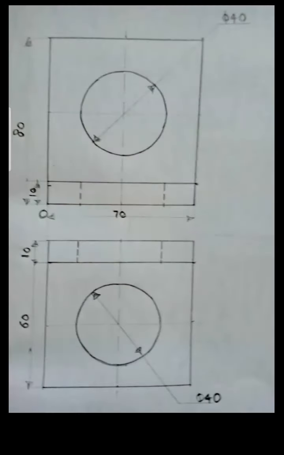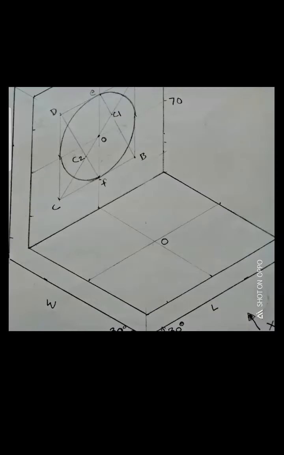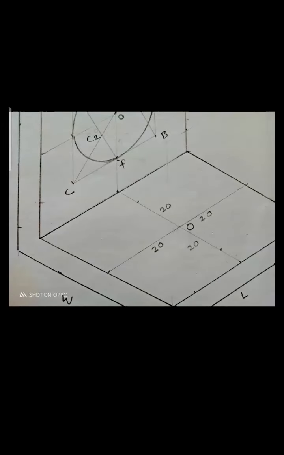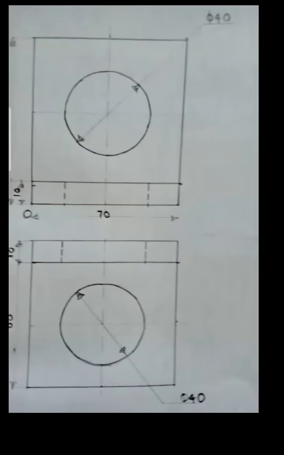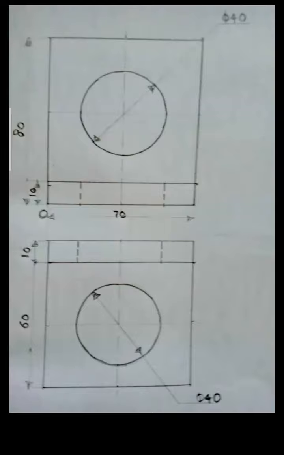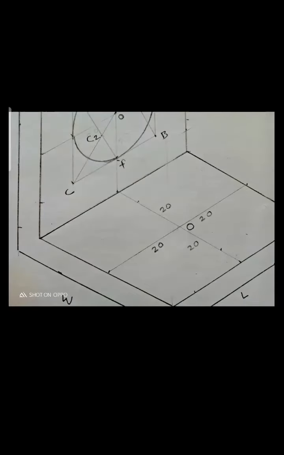This is the diagram. In this diagram you can see the location of the circle is at 60 by 70 center. You have marked it here. Fine. Next thing: the diameter of the circle is given as 40 mm. That means you have to mark 20 from O. Right hand side take 20, left hand side take 20. You have marked the distances here.